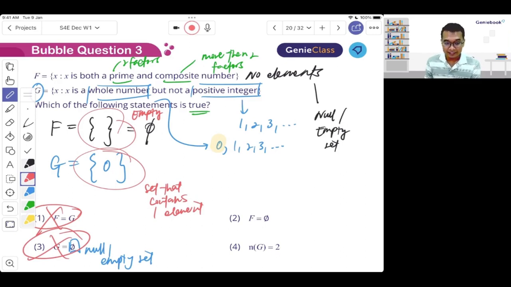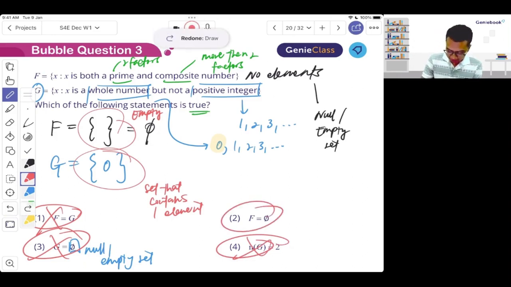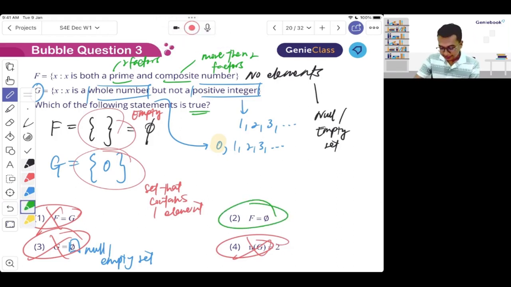Okay, and then lastly, number of elements in set G is 2. This one is pretty straightforward. There's only one element in G, so this is also out. So therefore, that's why option 2 is correct. Option 2 basically means that F is an empty set or a null set, and that's why it's correct. We've already established that.